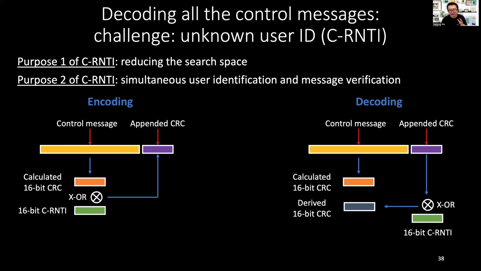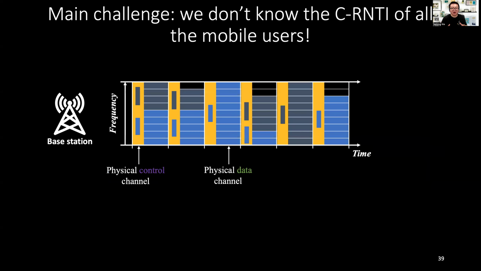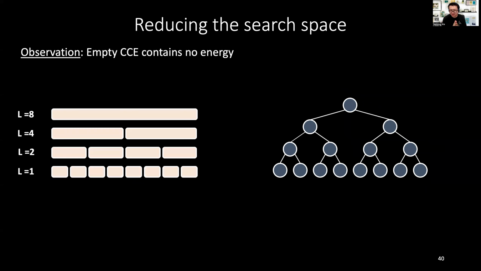Second, the received message is indeed for this user, because another user with a different C-RNTI will get a totally different derived CRC. But in our work, we don't know any of the C-RNTIs. So how can we decode the control message without knowing the C-RNTI of any user? So the first step is we still need to reduce the search space.